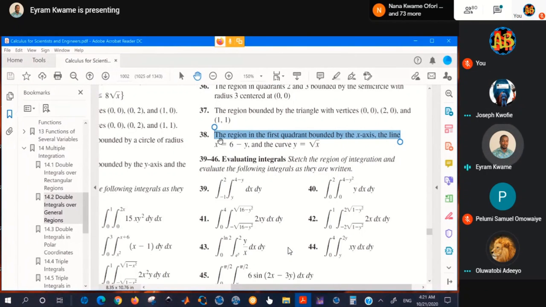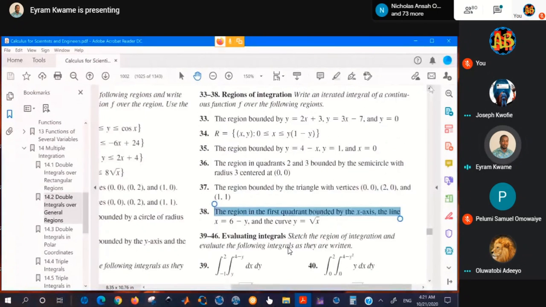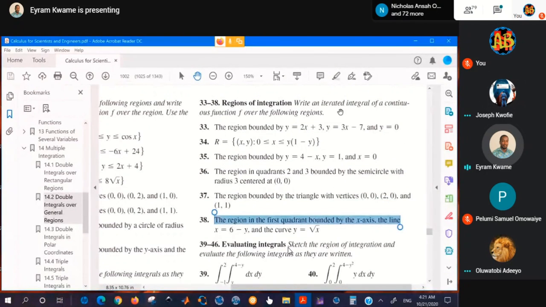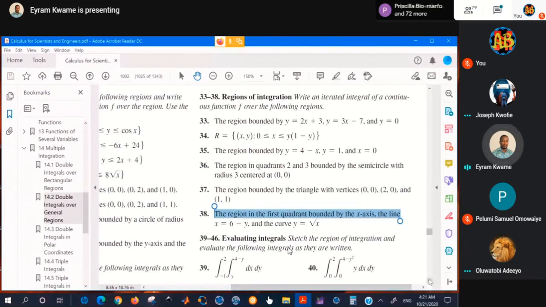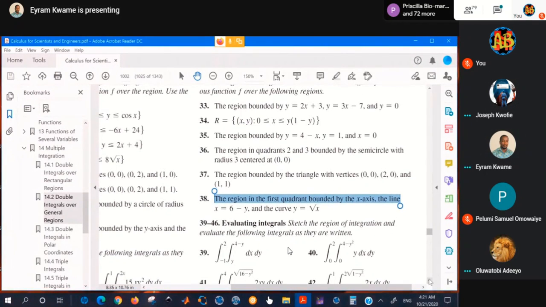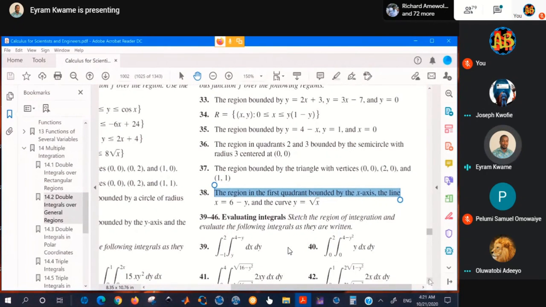I don't know whether you are evaluating. Let me look at it, it says the region. So let me see, what's the preamble? Okay, write an iterated integral of a continuous function f over the following regions. Okay, so they didn't actually give us a region. So what we'll do is we'll try to find the volume of this region, or we'll find the area bounded by this region, which makes sense.